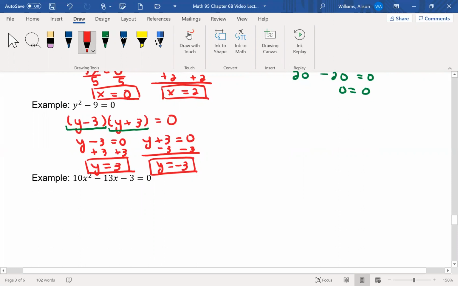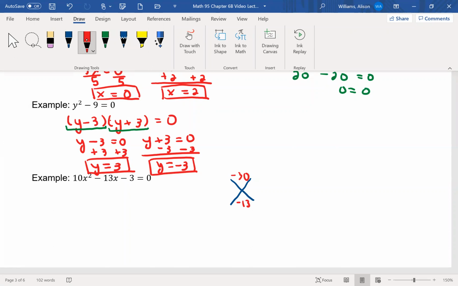So this one, again, I like to check for GCF. There isn't one, but 3 terms, I'm going to factor using the X method. So at the top of the X will be 10 times negative 3, which is negative 30. Bottom of the X is negative 13. So two numbers that multiply to be negative 30, but add to be negative 13.